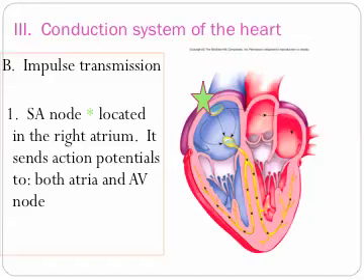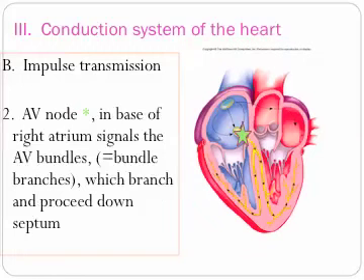The SA node is located where the green star is in the upper right atrium. So it sends a signal over to the left atrium, but more importantly and prominently, it sends a signal down to the next yellow circle called the AV node. In this slide, the AV node has a star on it. It's at the base of the right atrium, and again, that's how it gets its name. AV, atrioventricular, right in that border area.